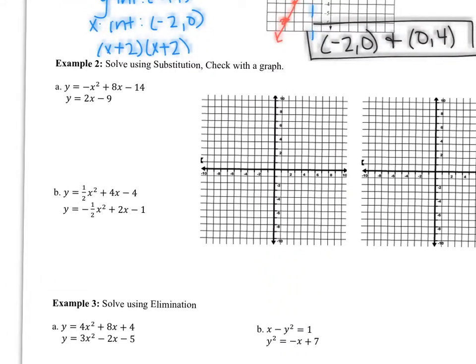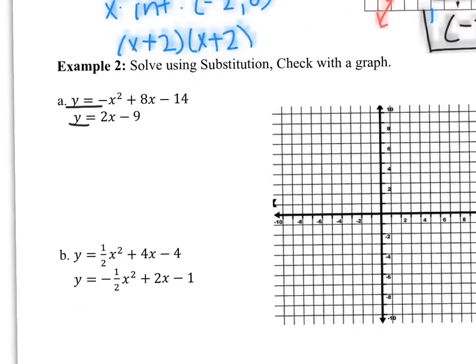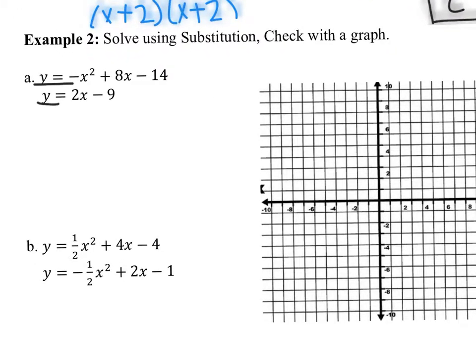So now I'm going to solve by substitution. When I solve by substitution, I want to get one of my variables alone, so then I can plug it into the other equation. Notice y is alone in both of these problems, so I can automatically set these equations equal to each other, because I'm just going to replace this y with that y. So I get 2x minus 9 equals negative x squared plus 8x minus 14. And now I'm going to solve.